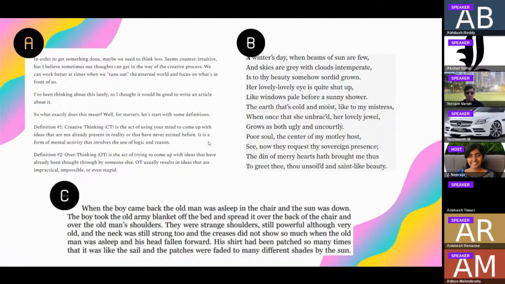And just to start you off, I'll read the first paragraph of each one of them. So A: in order to get something done, maybe we need to think less. Seems counterintuitive, but I believe sometimes our thoughts can get in the way of creative process. B: a winter's day when beams of sun are few and skies are grey with cloud intemperate, whatever that means.